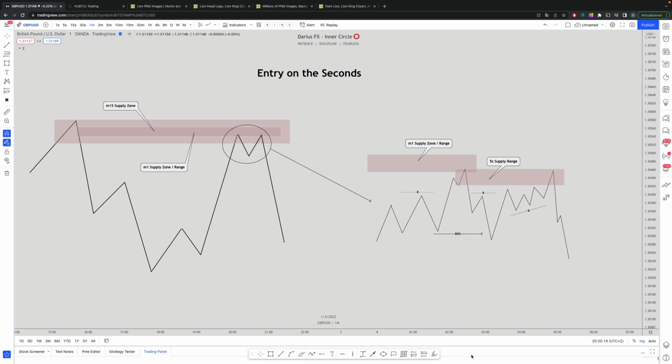How to trade the seconds, the 5 second entry type style. Welcome to the theory, my friends.